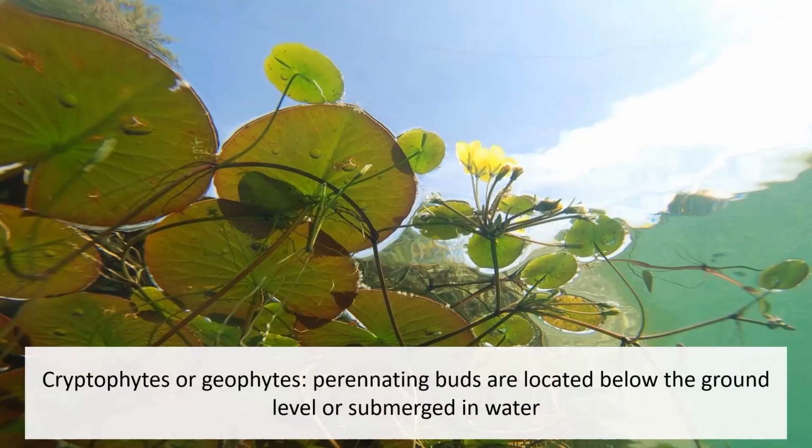Then comes cryptophytes or the geophytes. Now the cryptophytes or the geophytes, these are perennating buds which are located below the ground level or submerged in water. Examples are those of Typha, the floating plants, and the root parasites such as Orobanche.